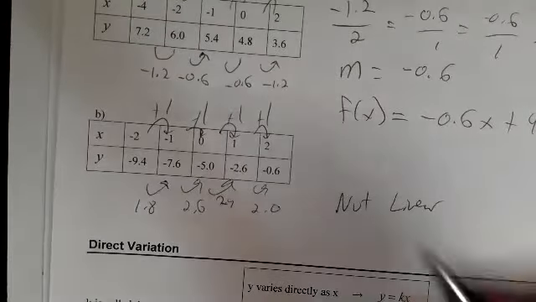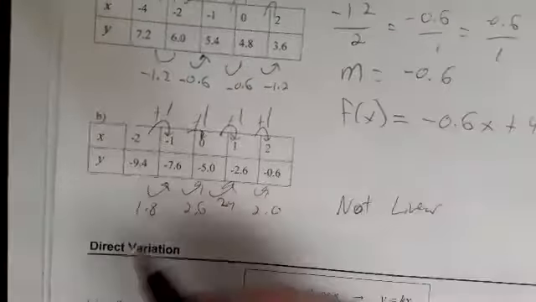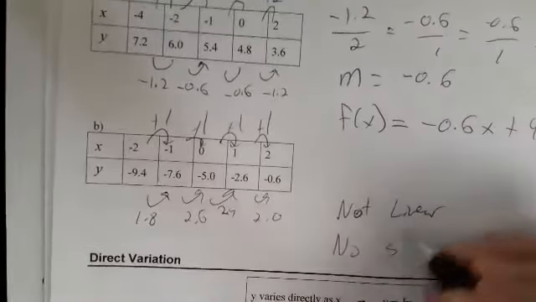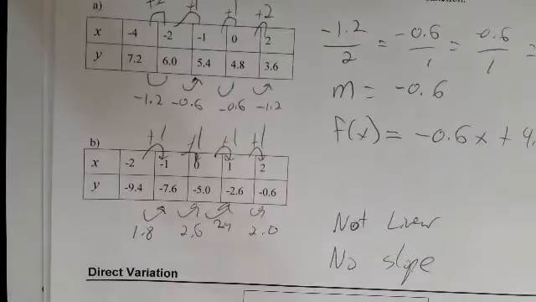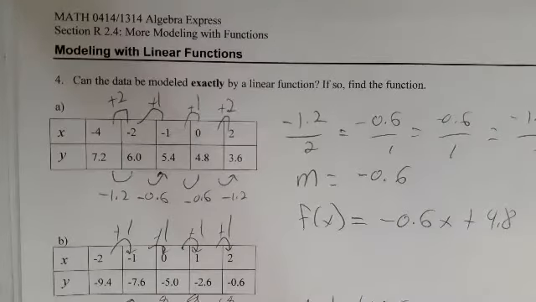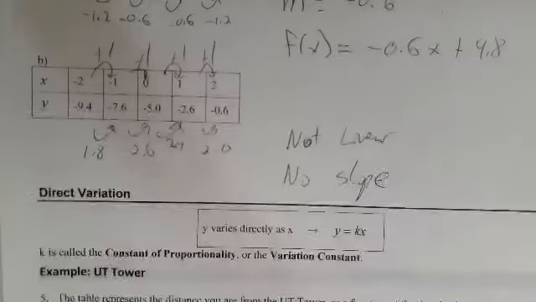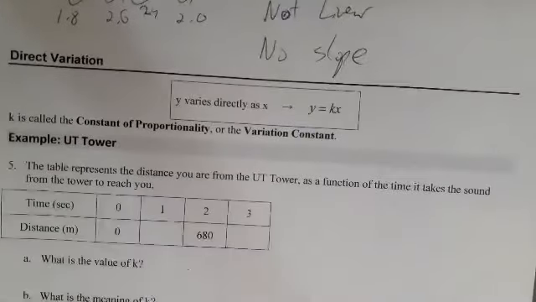Why is it not linear? Because there's no slope, right? Because the thing about slope is the slope has to be constant. This is not a constant rate of change. This is jumping all around the place. So we're going on to something a little bit new.